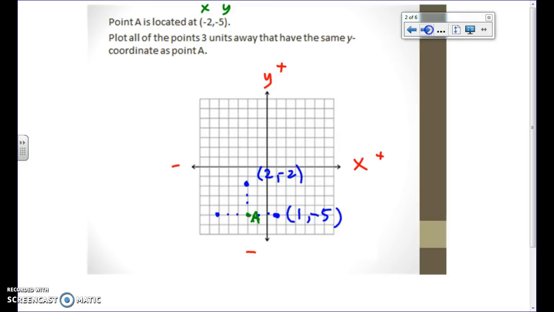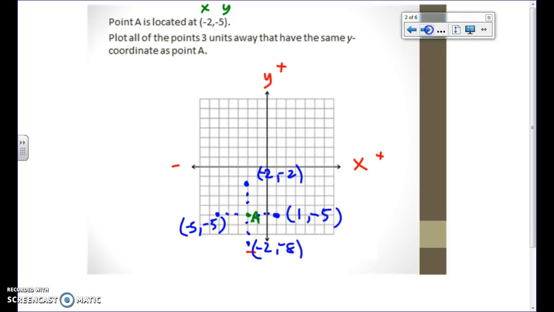There's a point here that has coordinates -5, -5, and we have a coordinate here that has coordinates at -2, -8. Okay, and so these are our coordinates that are 3 away from point A. And you can see I just counted 3 spots away on each one.